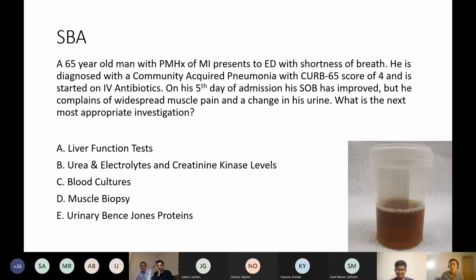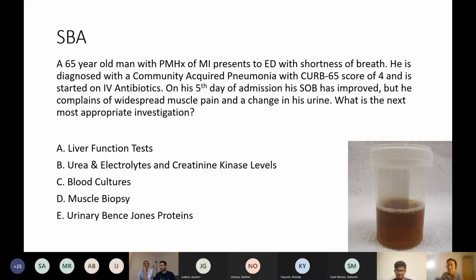And a stonking 84% of you guys have gone for the correct answer, which is urea, electrolytes and creatinine kinase levels. What has gone on here in this patient? Let's track through my supposed 4 steps. Why are we doing creatinine kinase levels and using these? What do we think has gone on? AKI? Okay, yes, Prina has traced out those 4 steps.